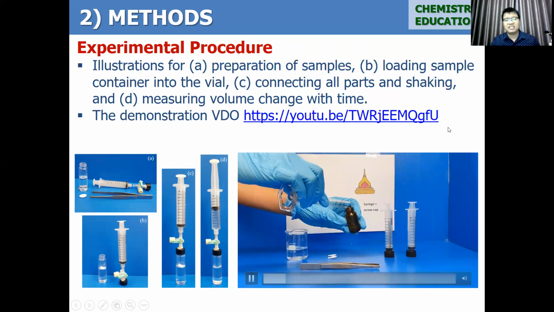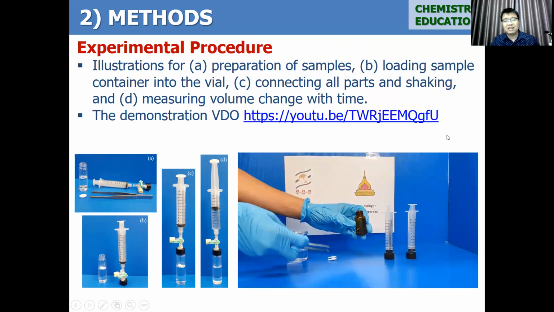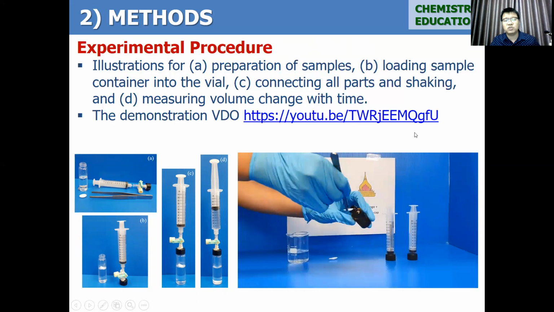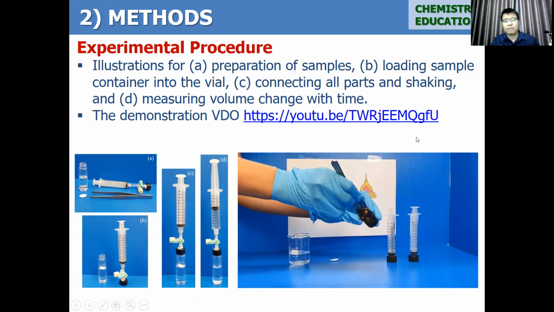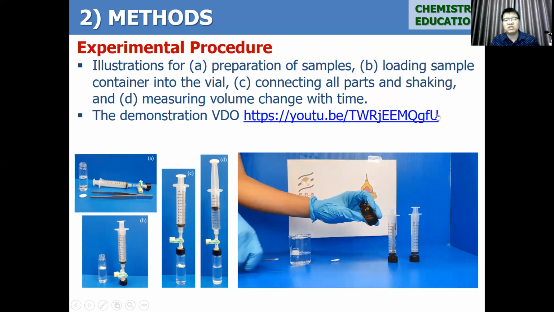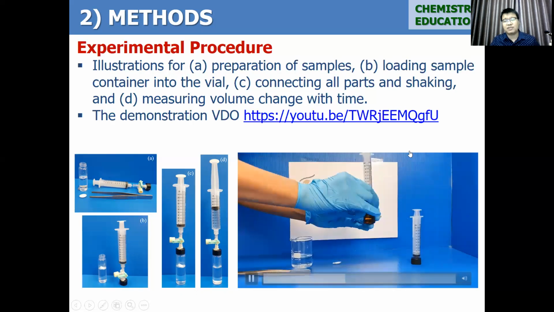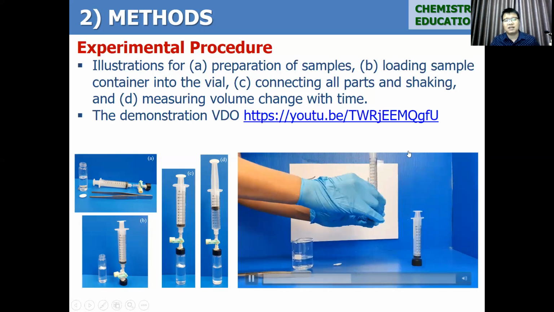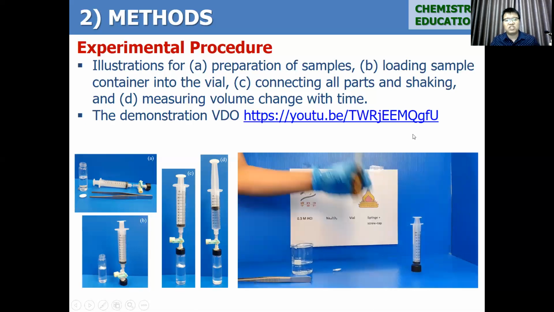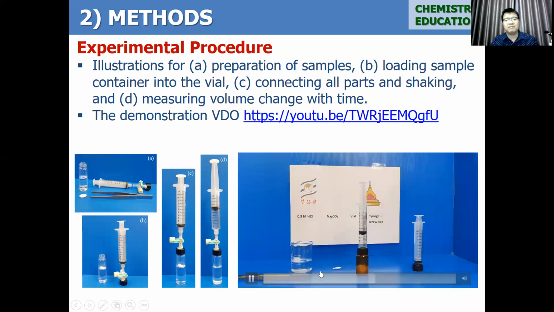Pour the acid solution into the vial, followed by loading the solid reactant container into the vial. Make sure that there is no solid spill into the solution. Then close the lid. When you are ready, check the reaction to be mixed and then observe the change of volume with time.